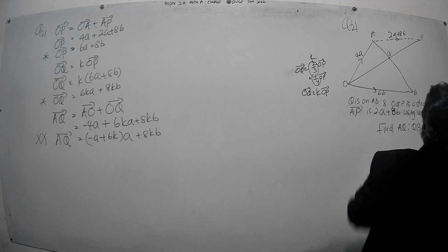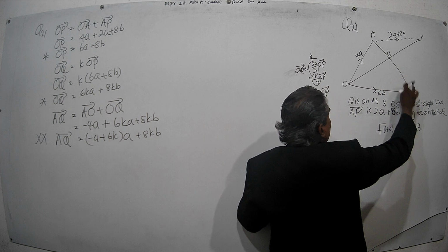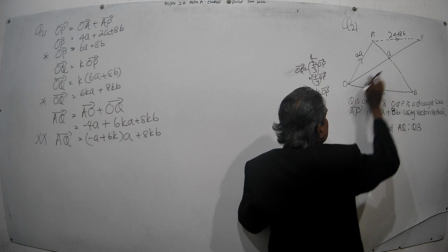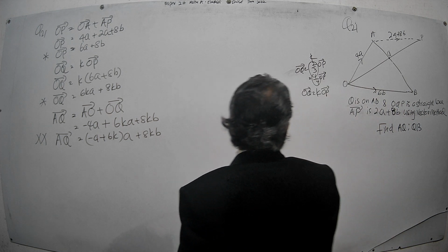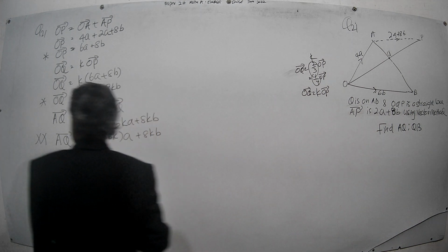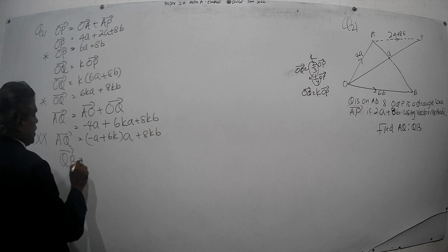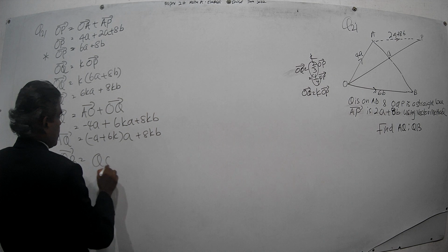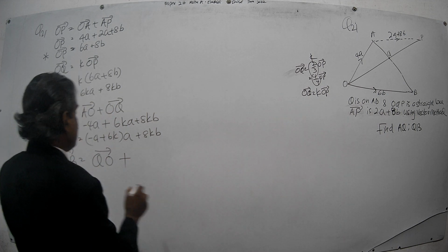Next one is QB. How do you find QB? To go from Q to B, you find an alternative way: from Q to O, we know this vector now in terms of k, and then O to B. That is how you find vector QB equals vector QO plus vector OB.